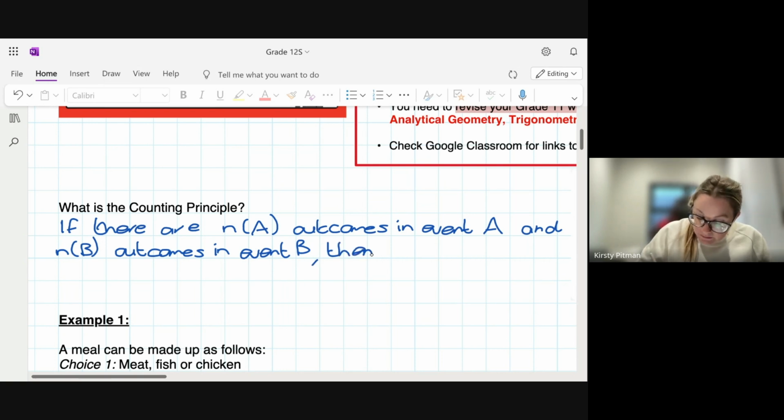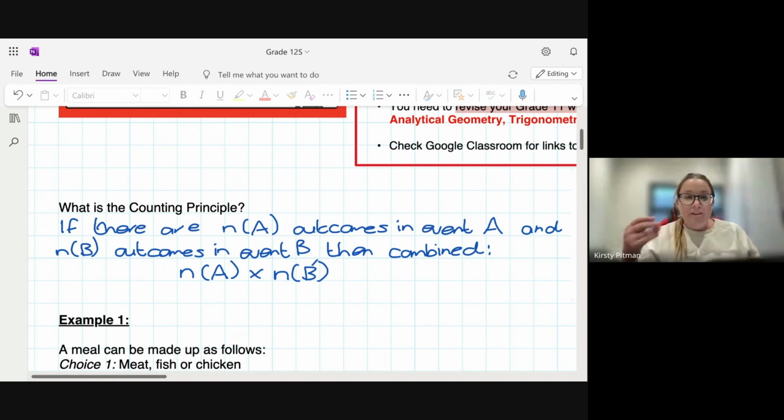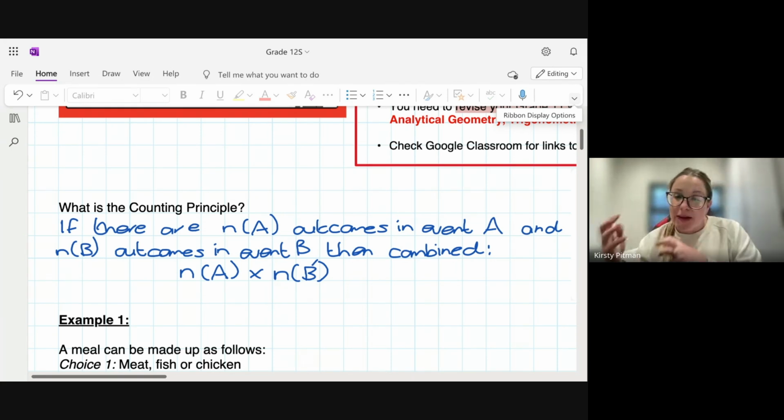combined, we say the n(A), the number of outcomes of A, times the number of outcomes of B. That's the fancy way of saying it. So if there's a number of outcomes for event A and a number of outcomes for event B, then we combine them and we see n(A) times n(B). The number of event A times the number of event B. And that's the fancy way of saying it.